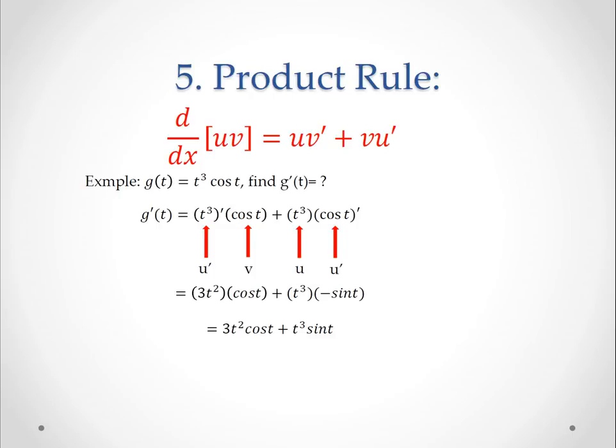And then we consider the second term. The derivative of the second term is minus sin t. Then we times the first term, t to the cube. So the final answer will be 3t squared times cosine t minus t cubed times sin t.